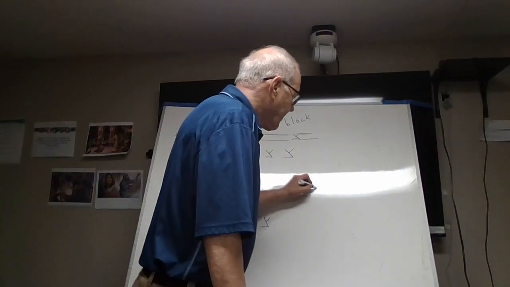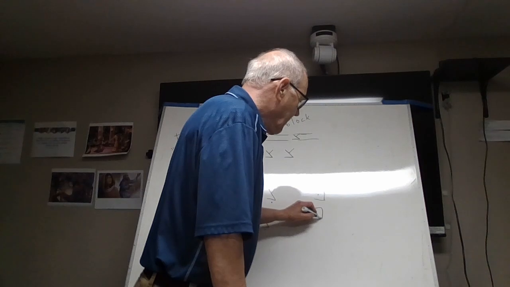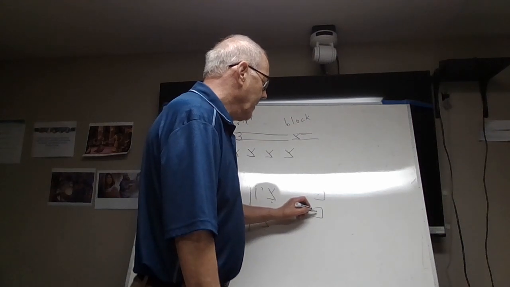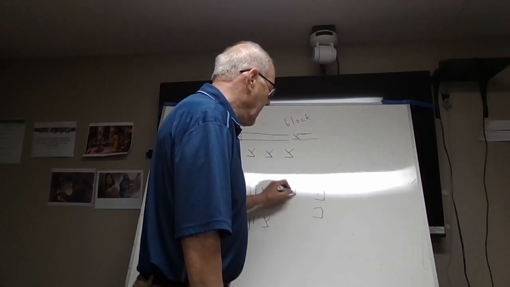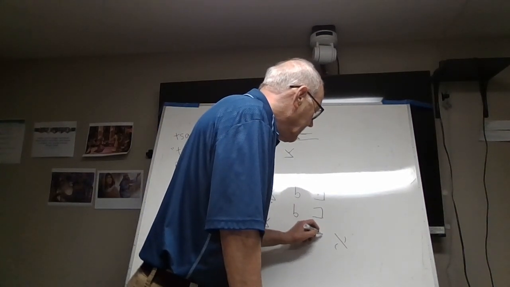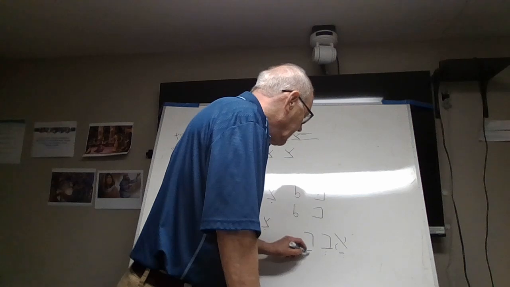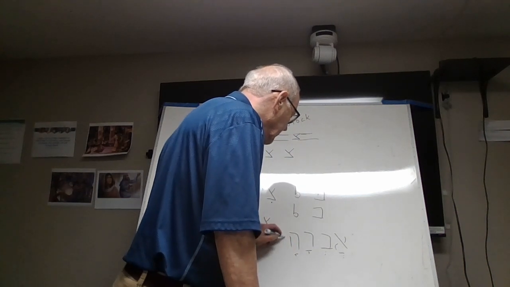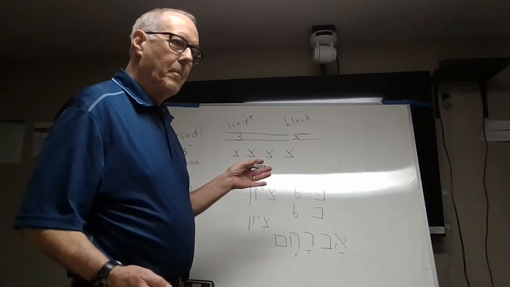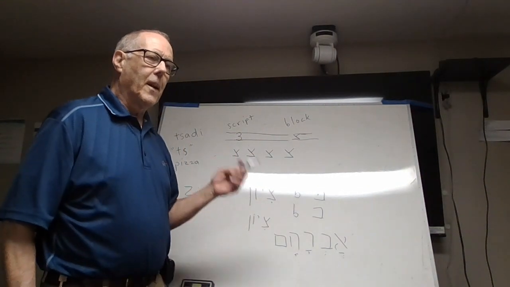Whenever there's a bet or a vet in a name, the English Bible will always treat it as a B. Instead of a V, it will be a B. Like Avraham, that should be Avraham, not Abraham, right? Abraham.